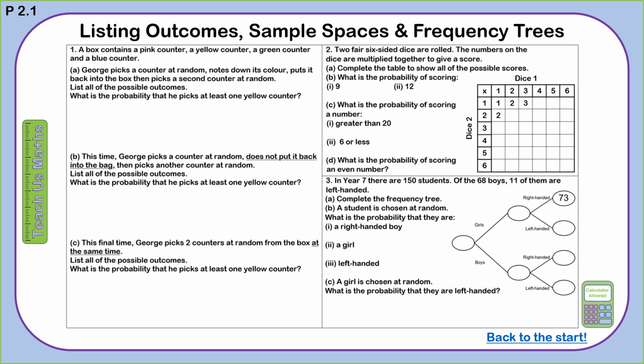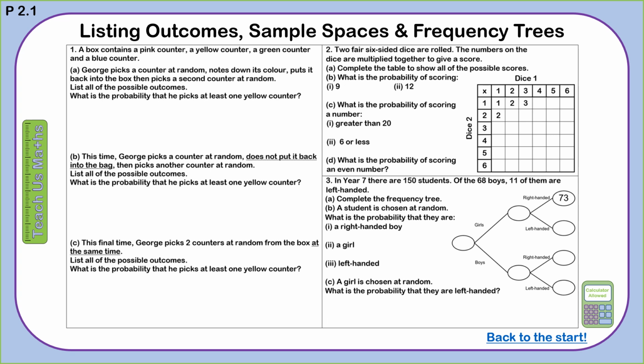By listing outcomes, by using sample space diagrams, by using frequency trees, or tree diagrams, or Venn diagrams. In today's lesson, we will look at the first three. Then, over the next few lessons, we will look at the rest. So, let's first take a look at listing outcomes.